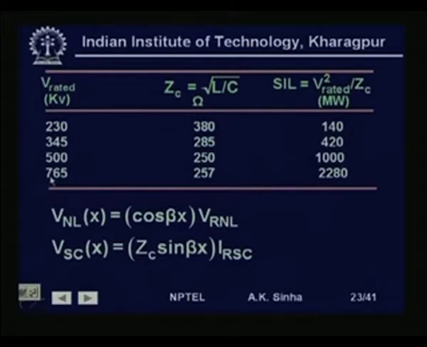And if we go to 765 kV, then the value of Zc is again approximately around 257 ohms. This can vary from 250 to 260 ohms, and the surge impedance loading will be about 2280 or 2300 megawatts.